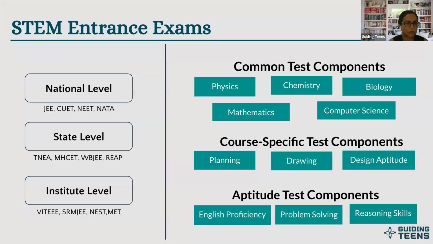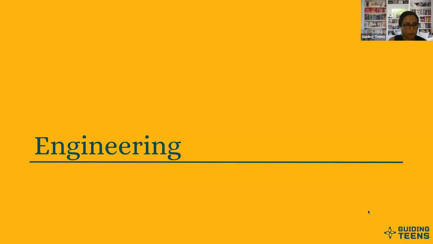Okay, so the first category, like I said, the first half of this will be STEM degrees, and we'll start. So these are the big STEM entrance exams. If you look at the levels, you have national level exams like JEE, CUET, NEET, and NATA, state level exams, and then, of course, certain institute level exams. And the common test components for most STEM exams are, of course, the STEM subjects: physics, chemistry, bio, math, maybe CS as an optional one. And then you have some, like architecture, that have specific drawing and design related things. And then you have a few, like CUET, which have the general test, and others which have aptitude components.